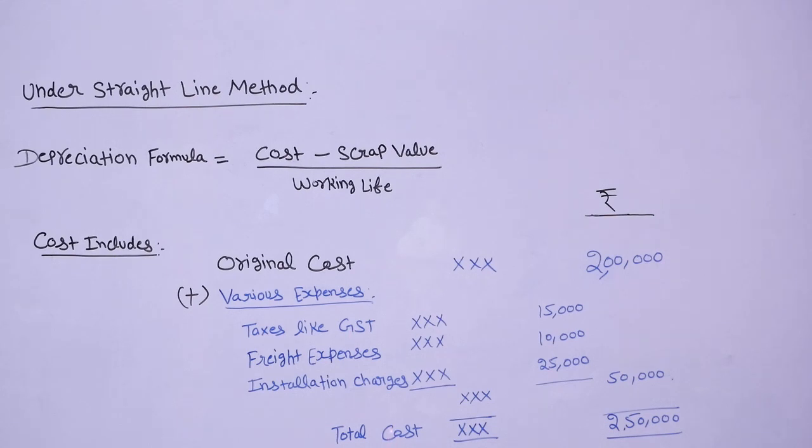So let's understand total cost through a small example. ABC Limited purchased a generator of rupees 2 lakh, and the company paid GST of rupees 15,000, freight expenses of rupees 10,000. The company paid installation charges of rupees 25,000. So the total of the expenses is 50,000. After adding these expenses to the original cost, we get a total cost of rupees 2,50,000. So here the cost of the generator will be 2,50,000, not 2 lakh.